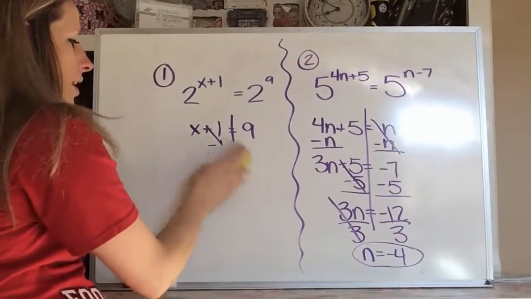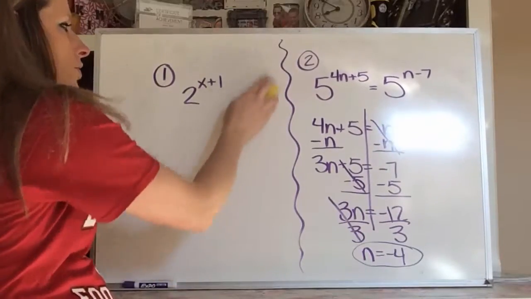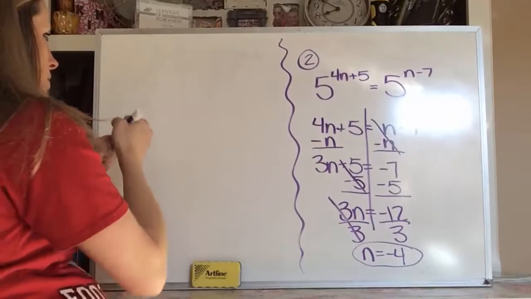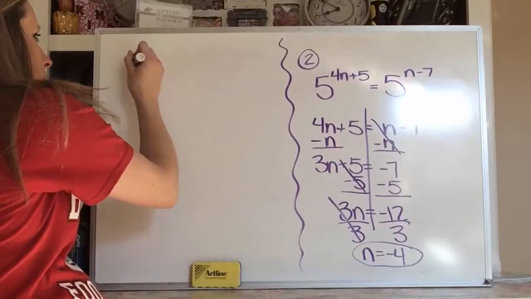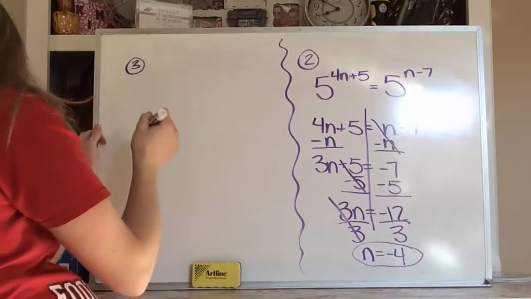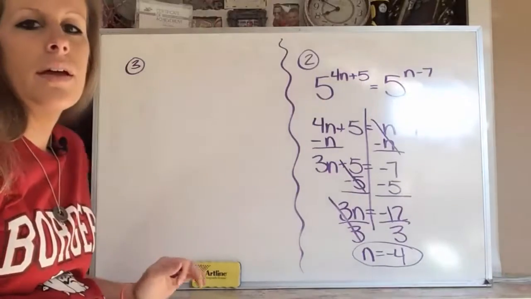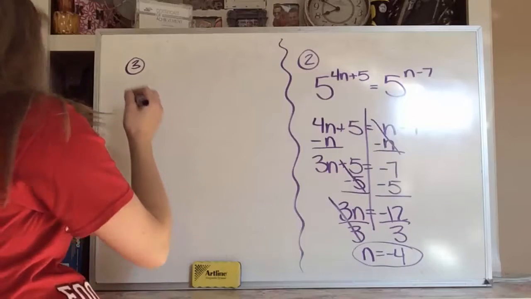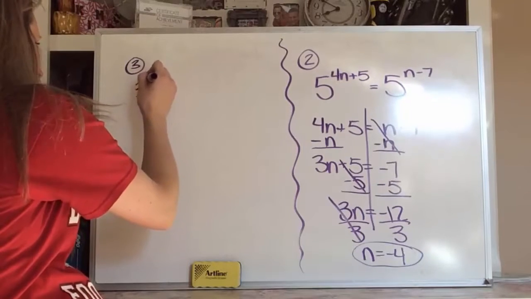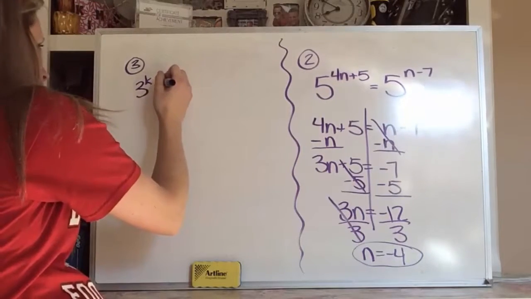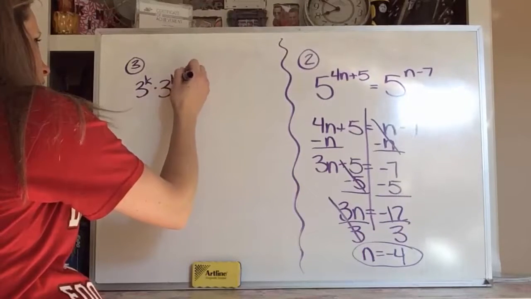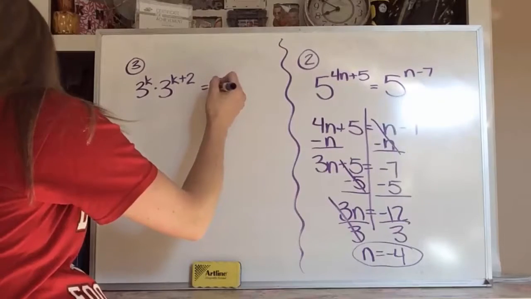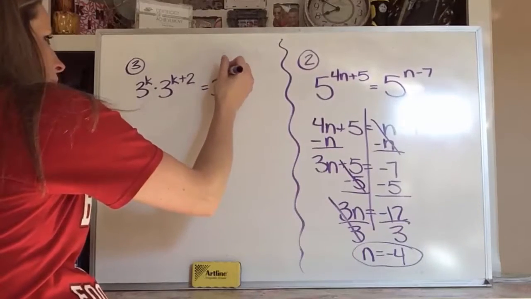Alright, number 3 makes you add a step. So we're getting a little bit more, not necessarily difficult, but a little more work. So number 3, we have 3 to the k power times 3 to the k plus 2 equals 3 to the 5k minus 1.